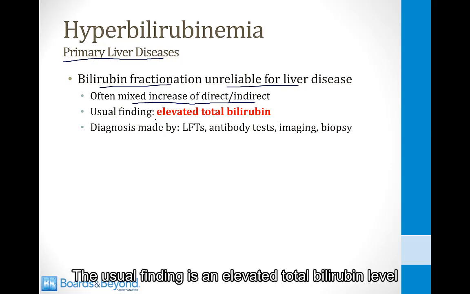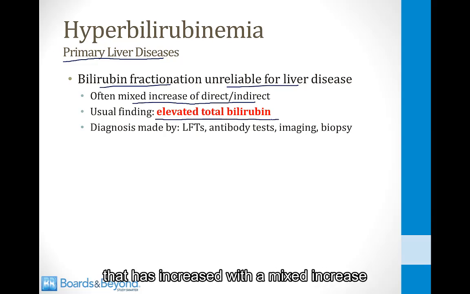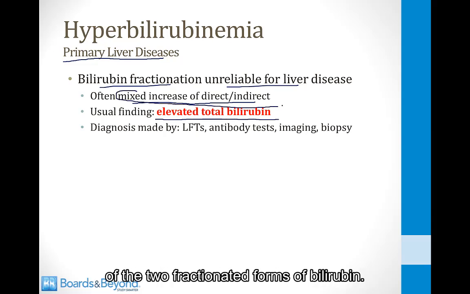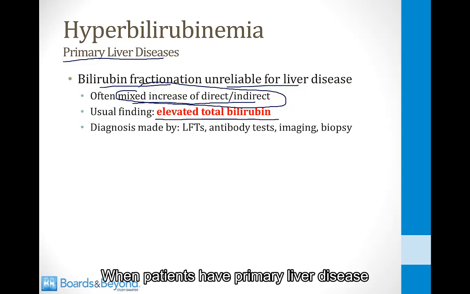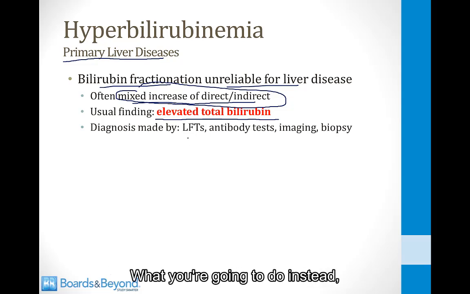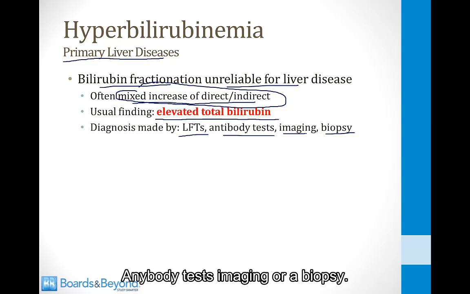The usual finding is an elevated total bilirubin level that is increased with a mixed increase of the two fractionated forms of bilirubin. When patients have primary liver disease, you are not going to make the diagnosis by looking at the bilirubin abnormality. What you're going to do instead is look at the liver function tests, antibody tests, imaging, or a biopsy. The bilirubin fractionation is unhelpful.